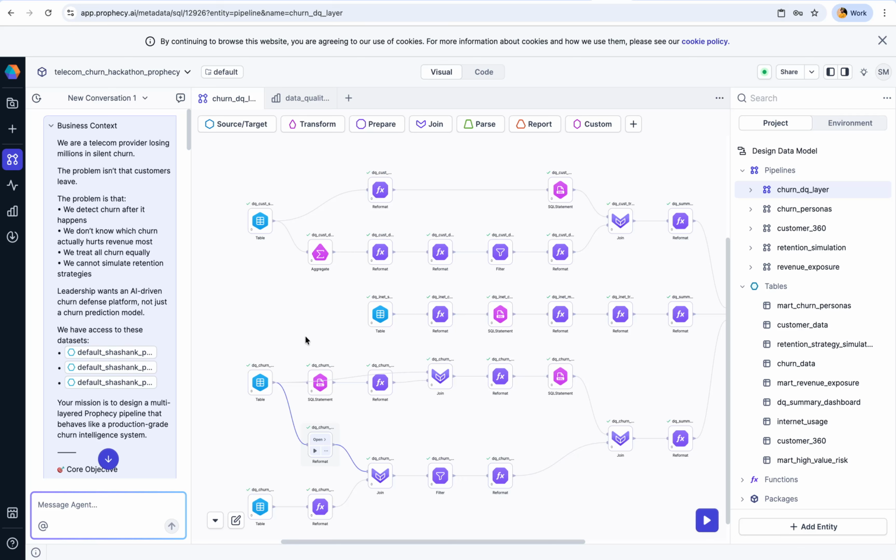Hey everyone, myself Shashank Mishra, data engineer at Prophecy, and today I'm going to demonstrate the project I have created for this hackathon. The project title is AI powered churn intelligence and revenue defense pipeline, which I have created totally using the Prophecy AI agent.